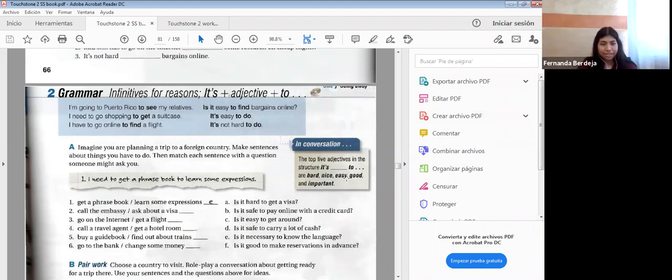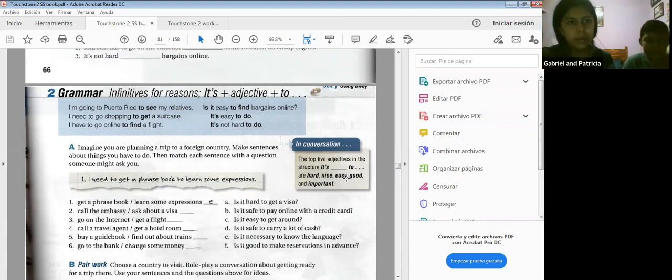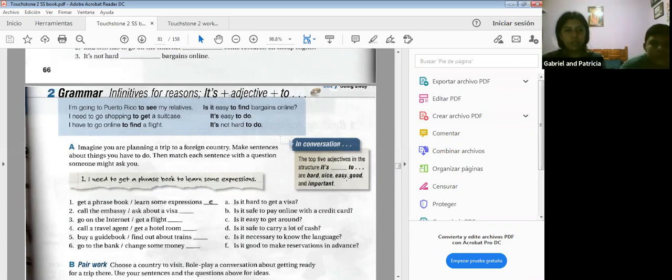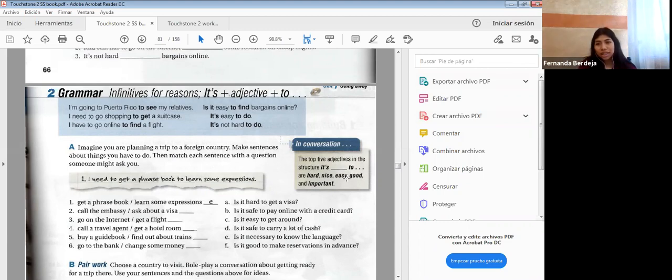Yes. So let's begin. I'm going to Puerto Rico to see my relatives. I need to go shopping to get a suitcase. Suite? No, suitcase. Suitcase. Okay.